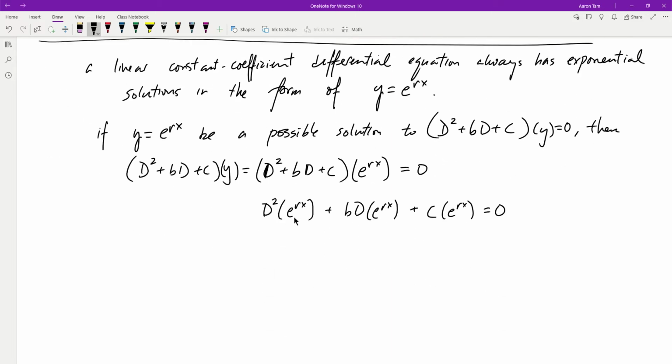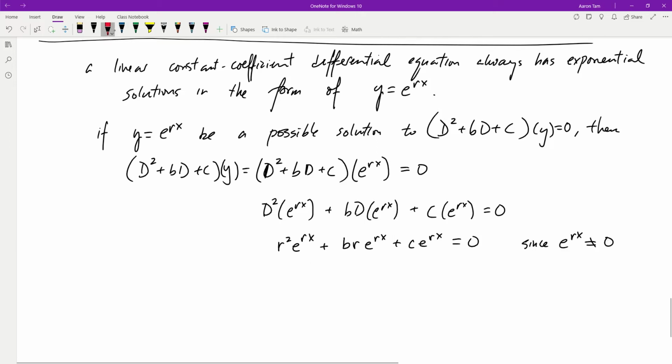And if I do that correctly, when I differentiate e to the rx twice, it basically just becomes r squared e to the rx, plus b times r e to the rx, because the derivative of e to the rx is r e to the rx, and this becomes c e to the rx equal to 0. What's interesting about it is the following. Since we know e to the rx can never equal 0, I'm going to just cancel them all out from my equation. And when I do that, I get this equation.